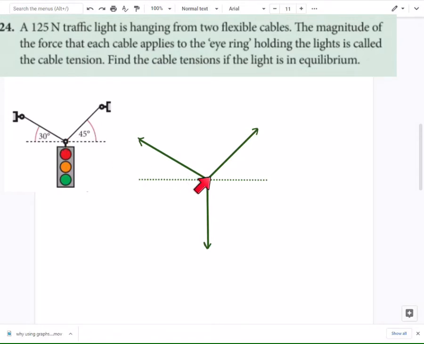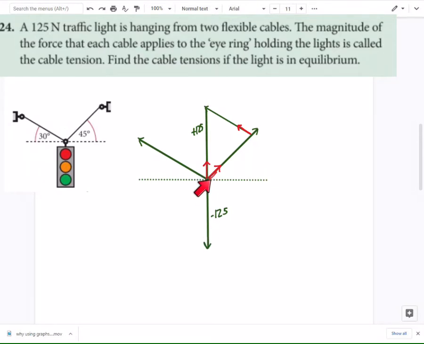In vector language, we should understand that each of these wires is contributing to opposing the force of gravity, the weight of the traffic light. So the idea is that there is one force downward at 125 newtons, and then the sum of the scalars of these wires will add up to oppose that negative 125 newton force.